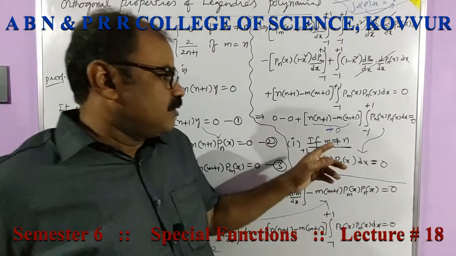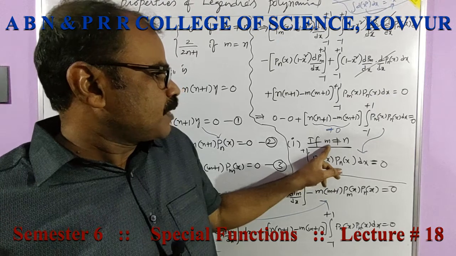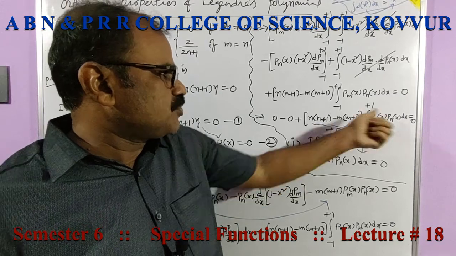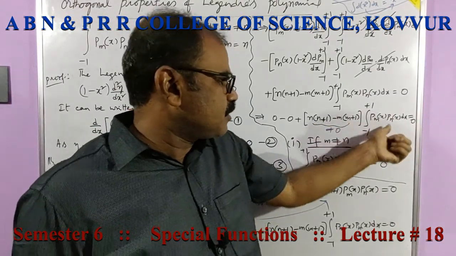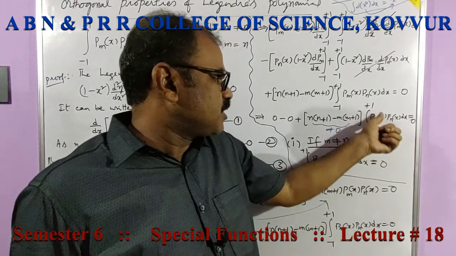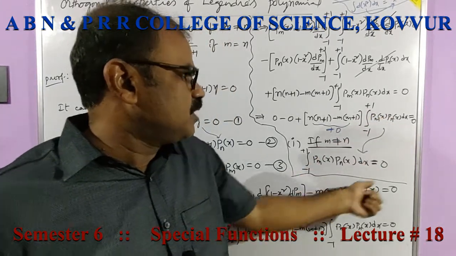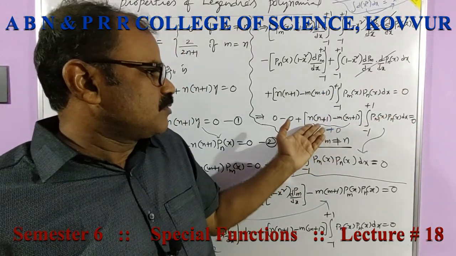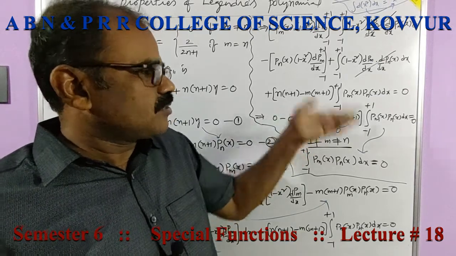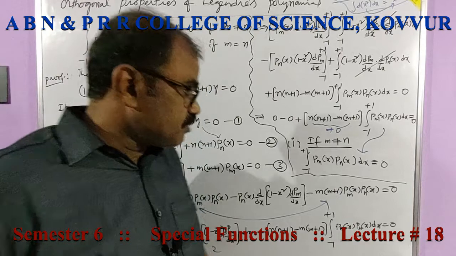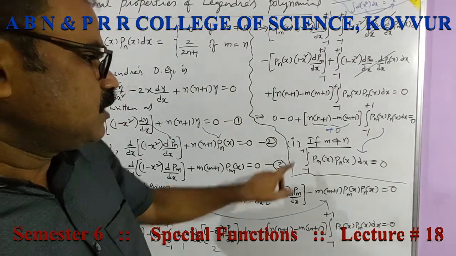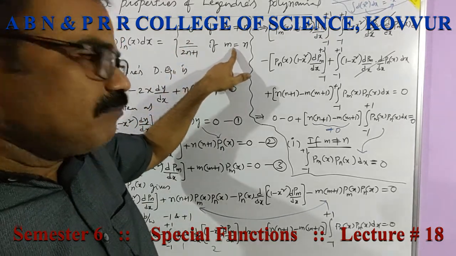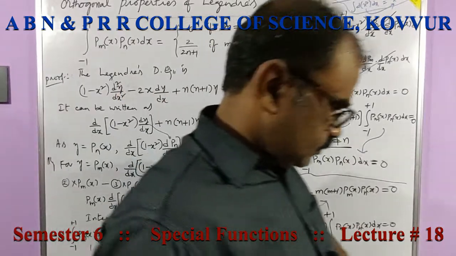Okay. If m is different from n, this is not 0. If x into y is 0 and x is not equal to 0, then y should be 0. That means the integral from minus 1 to plus 1 of Pm(x) Pn(x) dx should be 0, since the other factor is not 0 and is treated as a constant. So the integral from minus 1 to plus 1 of Pm(x) Pn(x) dx is equal to 0. That is the first part. The second one we have to prove by taking m equal to n. That we have to prove.